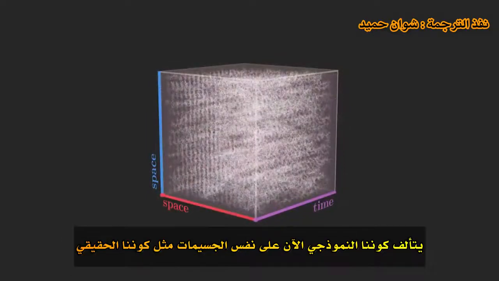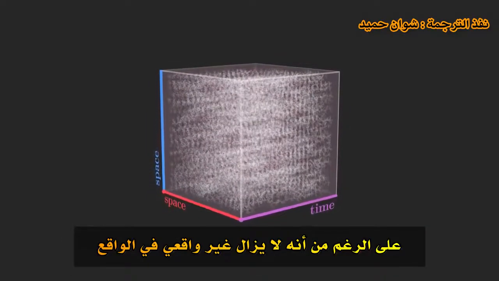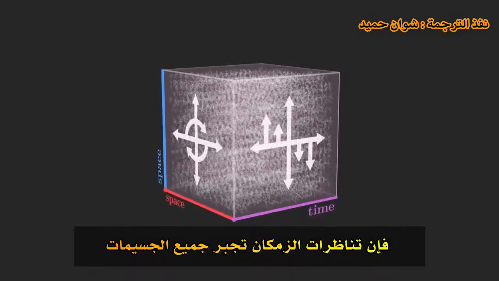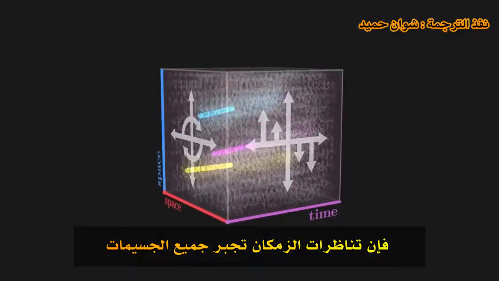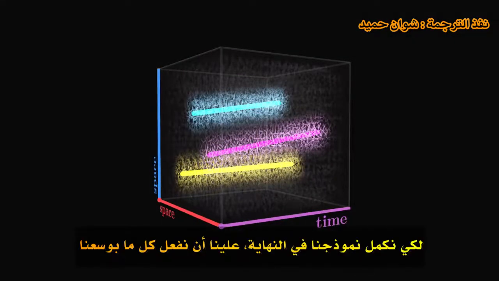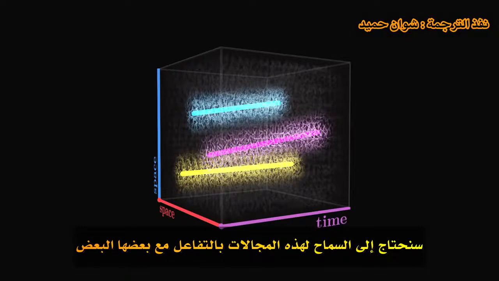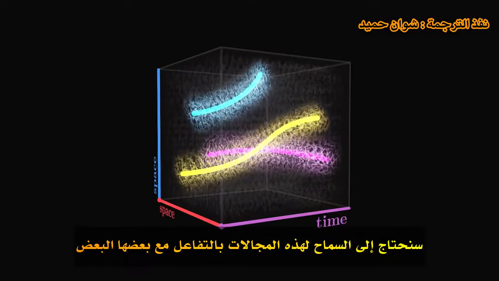Our model universe now contains the same particles as our real universe. However, it still isn't realistic. Indeed, the symmetries of space-time force all particles to move in straight lines forever, independently one from the other. To finally complete our model, all we have to do is add one more fundamental ingredient. We need to allow these fields to interact with each other.